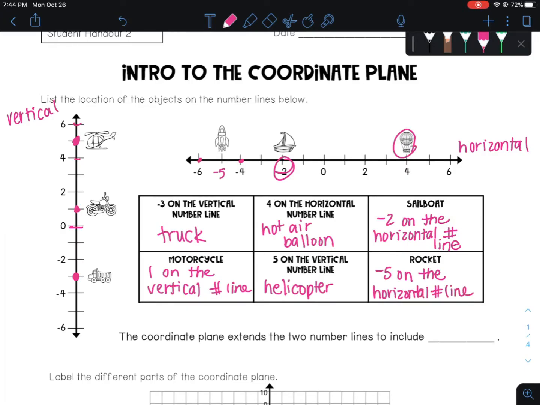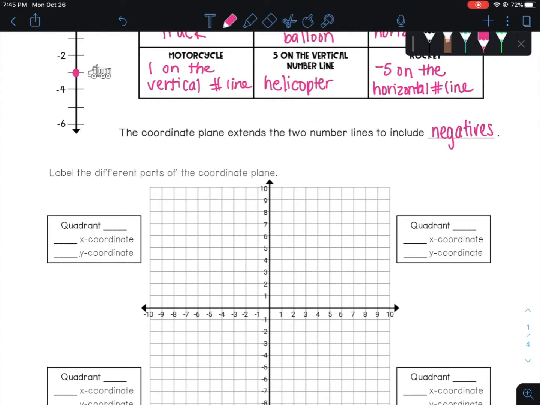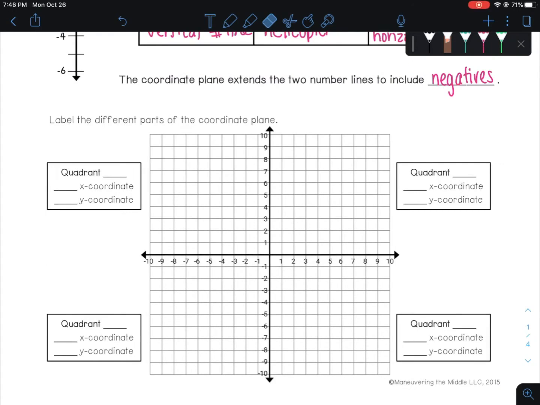Okay, so that's just a review of the number lines, and what we can actually do is create the coordinate plane by extending the two number lines to include negatives. So basically the exact same coordinate plane that we had before, but now it's including all of the negative versions of those numbers. On the coordinate plane, we actually have the same graph that we looked at in the last lesson.